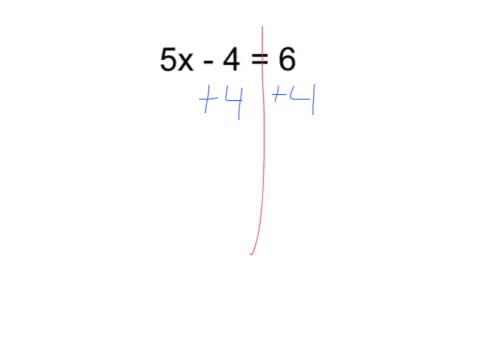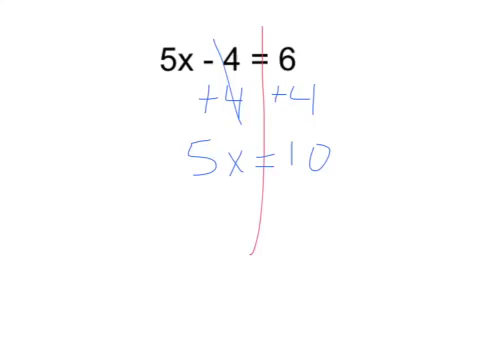So over here, once I get the negative 4 and I add the 4, I'm left with just 5x all by itself, and that equals 6 plus 4, which is 10. Alright, so now that I have 5x equals 10, I still need to get rid of that 5 because I want to isolate the variable. I want the x by itself. I know what 5x is equal to. It's equal to 10, but I want to know what 1x is equal to.